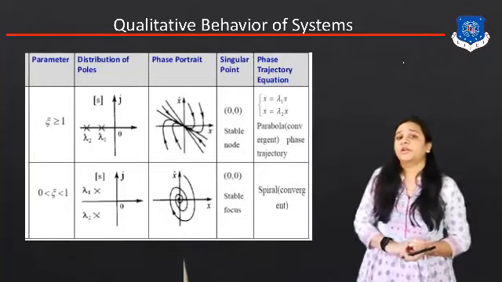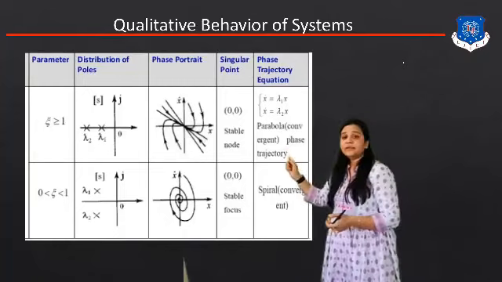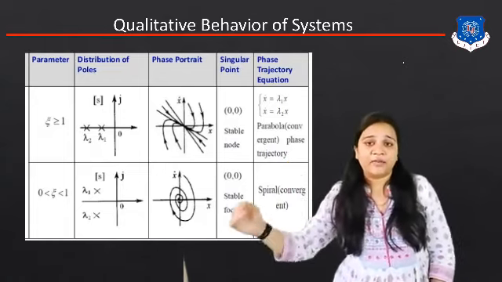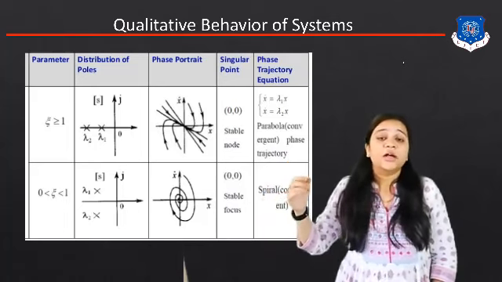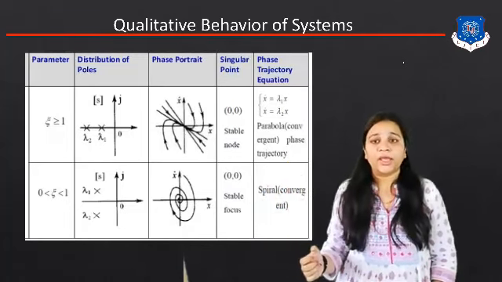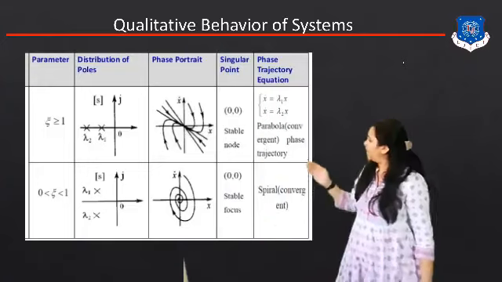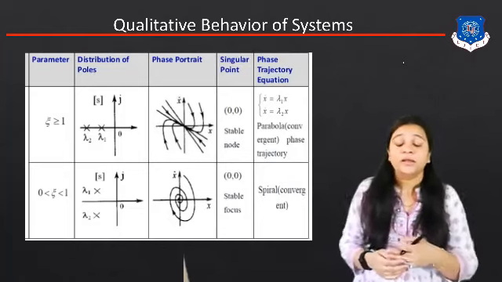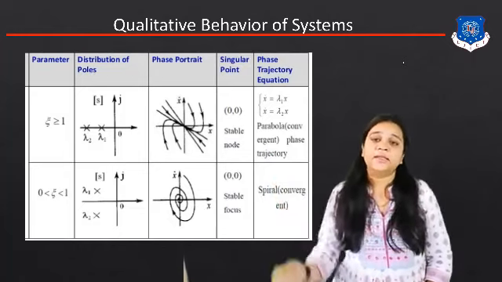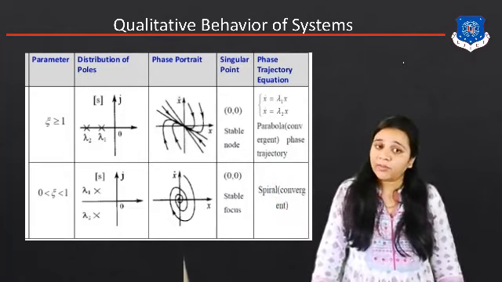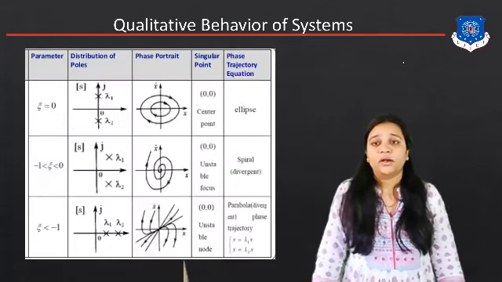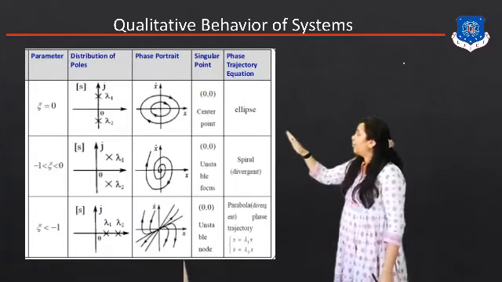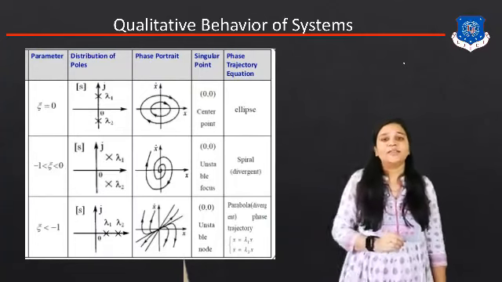Clear? Okay, so in this table we give the different behaviors of the non-linear system. The first parameter is zeta greater than or equal to 1. We get all the roots, all the poles, in the left hand plane, and we get a stable singular point. If zeta varies as 0 less than zeta less than 1, both the poles are on the negative side with an imaginary part, and we get the stable focus point. The third case is zeta equal to 0. Both the poles are on the imaginary axis, and we get the center point.